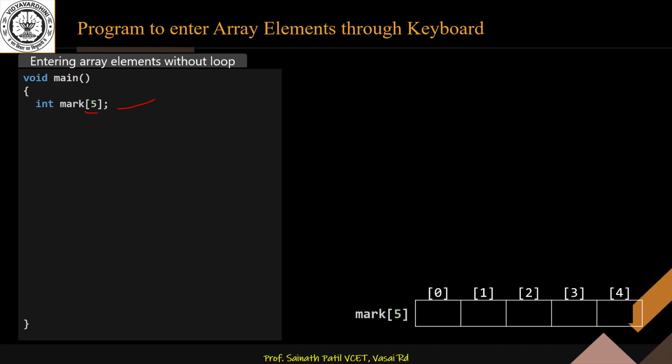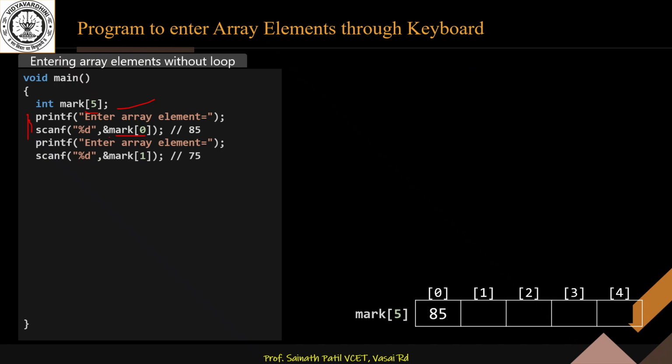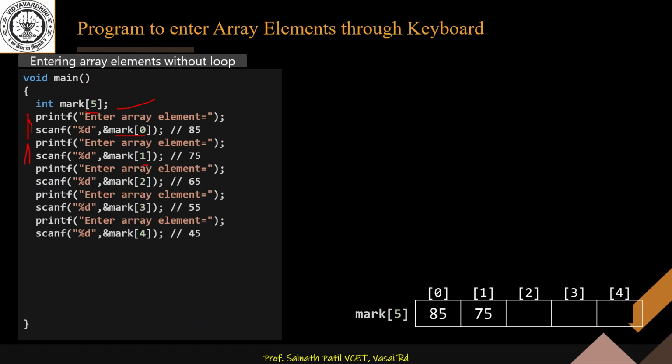So in memory, it will look like this: mark of 5, locations from 0 to 4 will be reserved. So in the normal case, as with a normal variable, using printf enter array element, scanf %d and assign it to mark of 0. So suppose I enter 85, so 85 will be stored. Then similarly for the second array element, printf enter array element %d and mark of 1, that is index 0, 1, 2, 3, 4. So 75, like that one by one array elements will be stored.